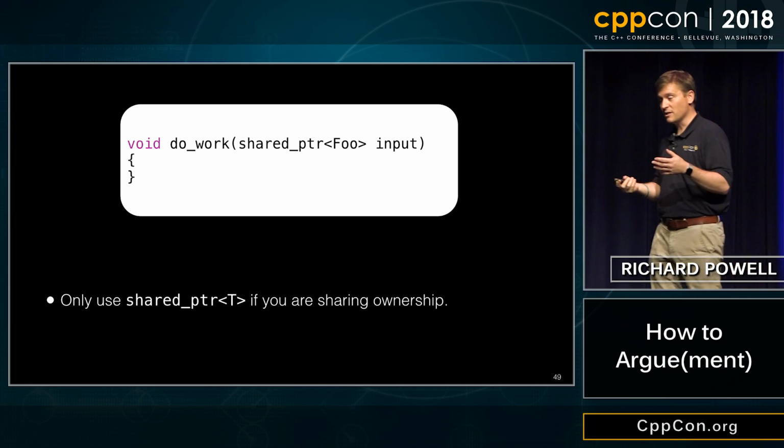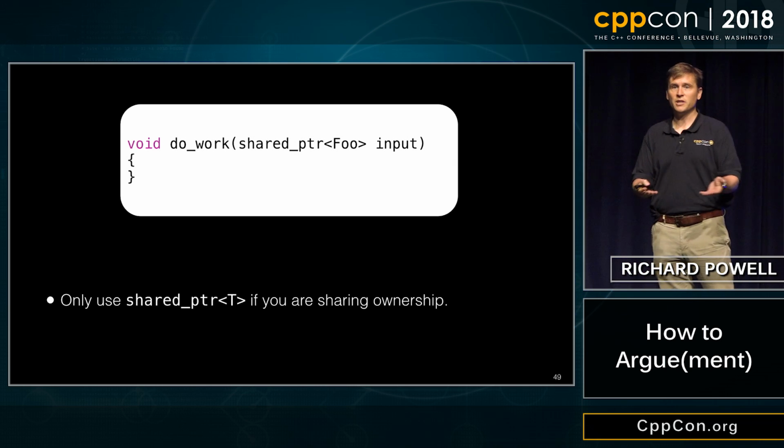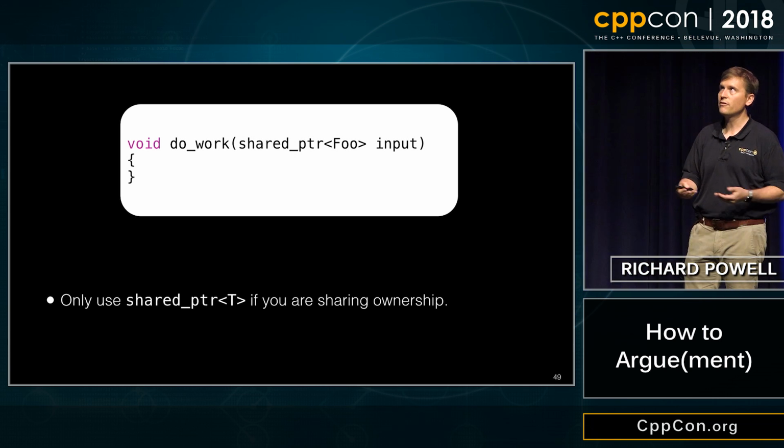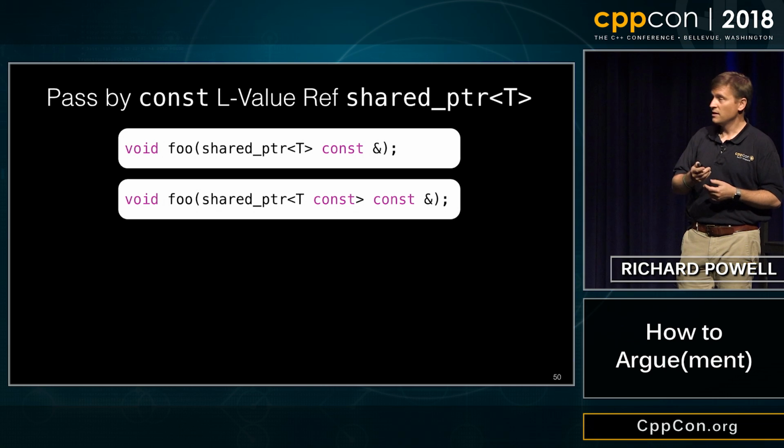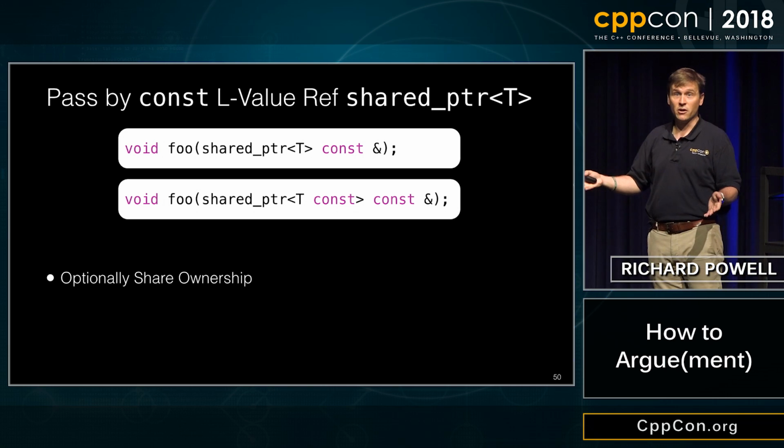But what if there is a case where I don't know if I'm going to need to own this thing? Or I don't know if I'm going to need to maybe own this thing. Sorry. Where the callee doesn't know if it's going to participate in shared ownership of that thing. That's this case. This is optionally sharing the ownership.